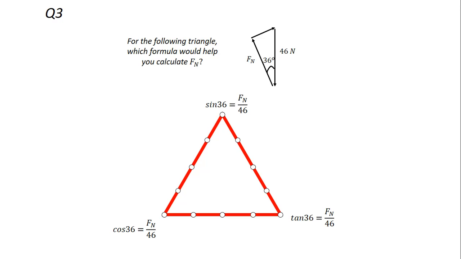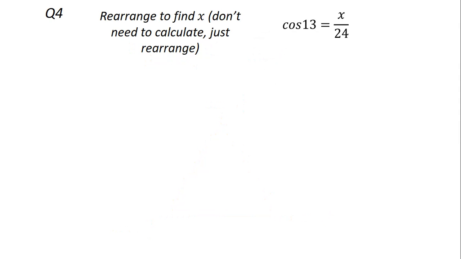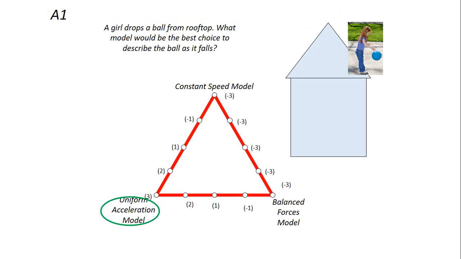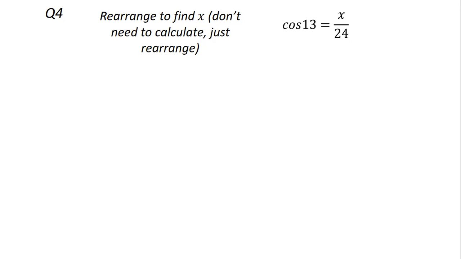And then when you're ready, here I go to question 4. All right, so I've got just a trig equation here, and there's no triangle. Can you just go through the working out to rearrange it to find x? You don't need to calculate it on your calculator, just rearrange it. All right, so pause, and we're about to go through the answers.